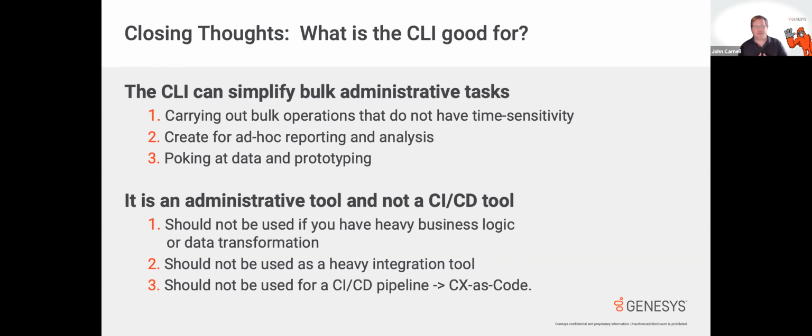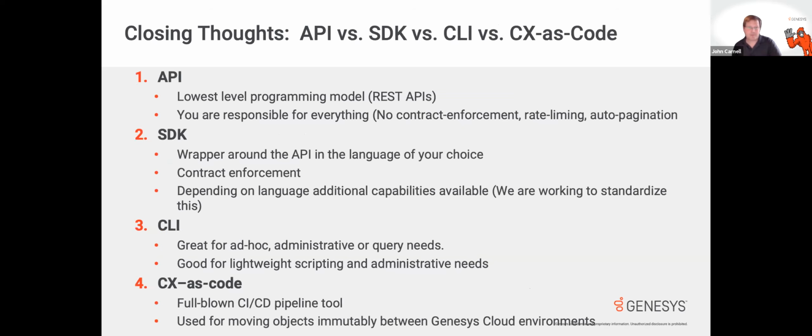But this is one that I often tell people: if you've got a lot of heavy data transformation or business rules that have to be applied, the CLI is going to end up being more painful. You should probably just use the API and a programming language. So, our APIs versus our SDKs versus our CLI versus CXS code.